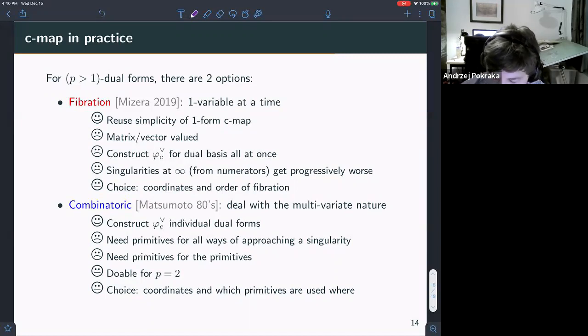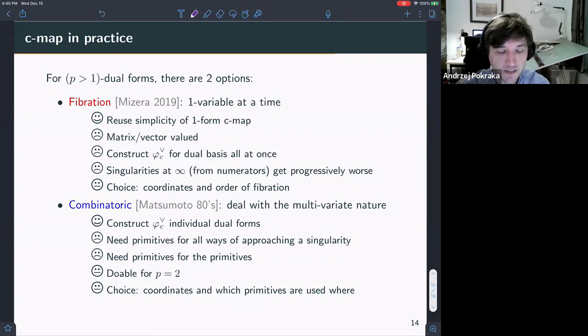One, we can use fibration, where the philosophy is we do things one variable at a time. This allows us to reuse the simplicity of the one form compactification map. However, it makes things vector valued and matrix valued, which is not so much of a problem, but it's been annoying. We also have to compute the compactification map for the entire basis of dual forms all at once. And it also makes the singularity structure at infinity quite complicated.